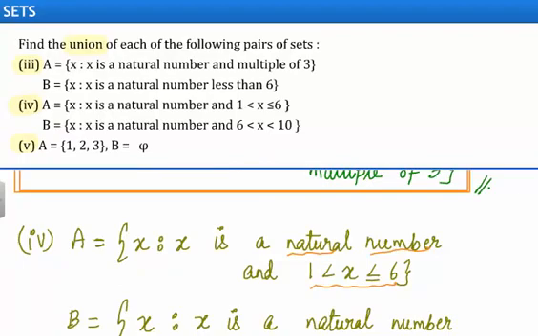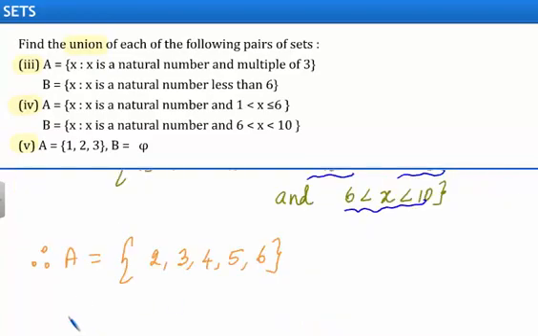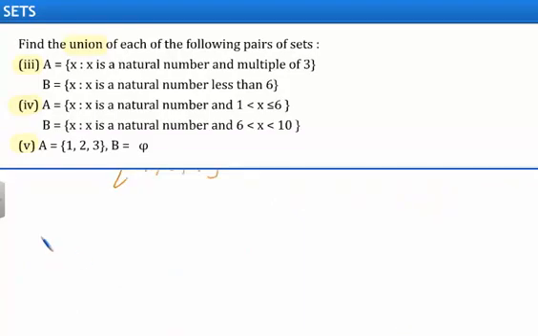Next we have set B. Set B is given as set of x such that x is a natural number and 6 less than x less than 10. Therefore, set B is equal to set of elements 7, 8 and 9. Now let us find A union B.